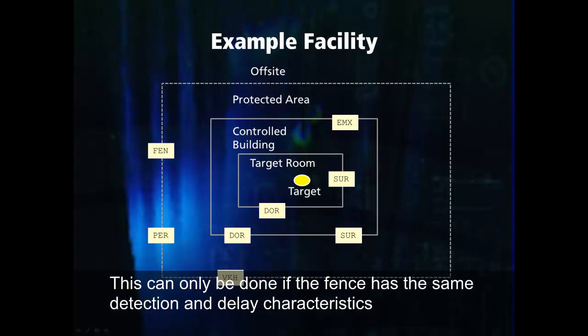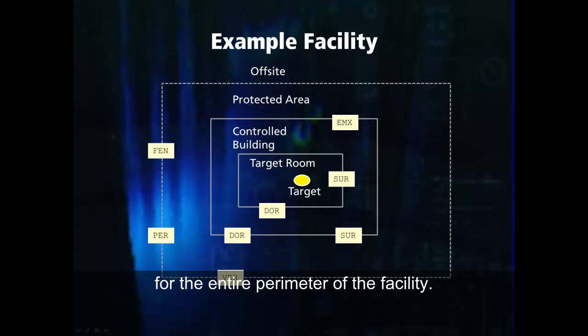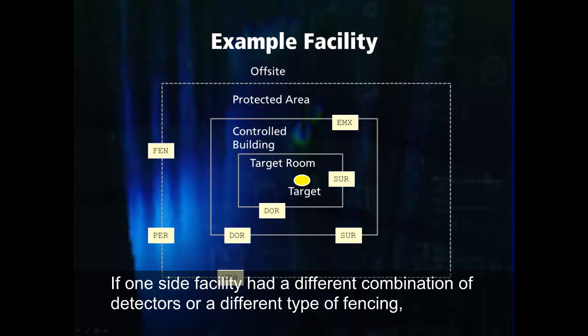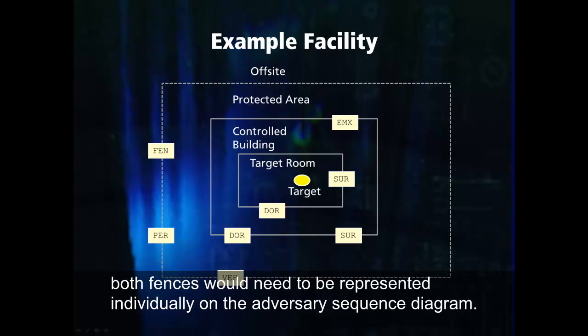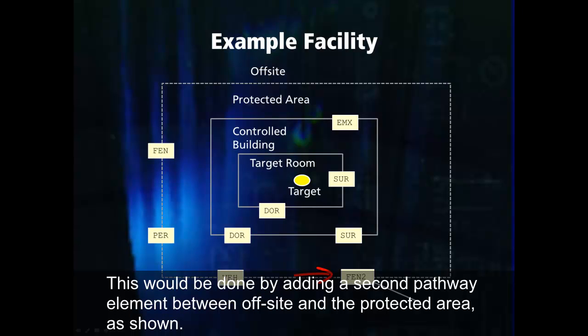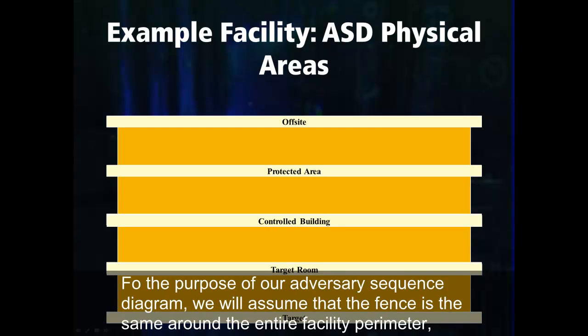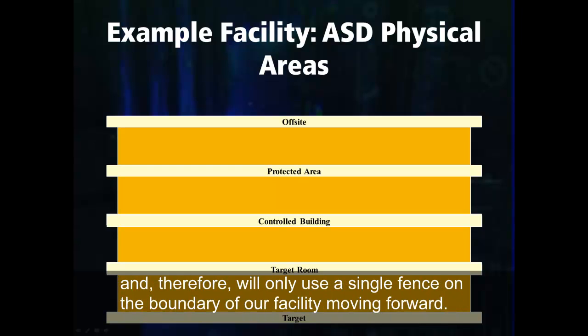This can only be done if the fence has the same detection and delay characteristics for the entire perimeter of the facility. If one side of the facility had a different combination of detectors or different type of fencing, both fences would need to be represented individually on the adversary sequence diagram. This would be done by adding a second pathway element between off-site and the protected area as shown. For the purpose of our adversary sequence diagram, we will assume the fence is the same around the entire facility perimeter, and therefore will only use a single fence on the boundary of our facility moving forward.